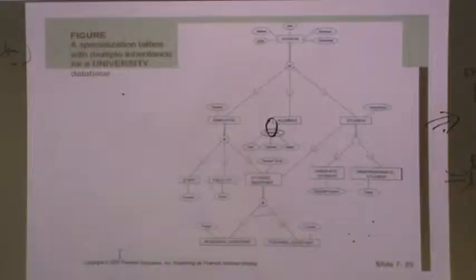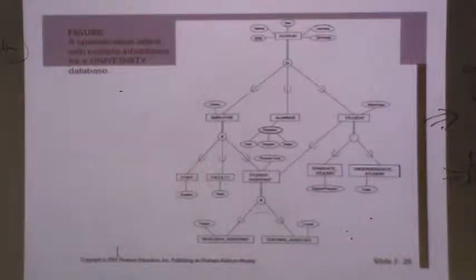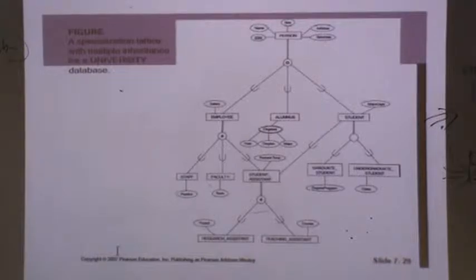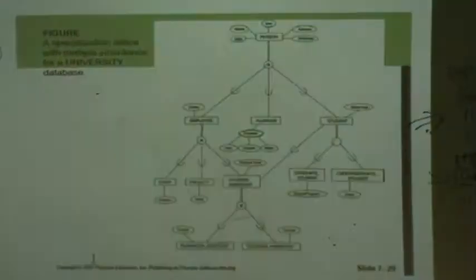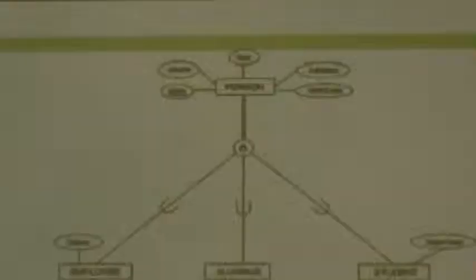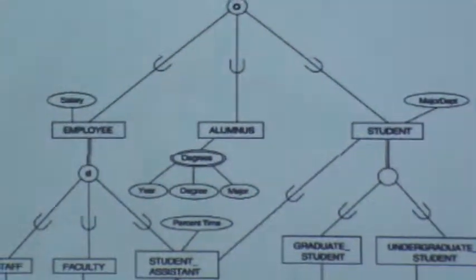What about multiple inheritance? Multiple inheritance is the same thing. You can select one of the four options. Why don't you take a look at this example? This is the university database, the ER model for the university database. First, you should be able to understand this diagram. How many entities can you find here? It's only one, right?